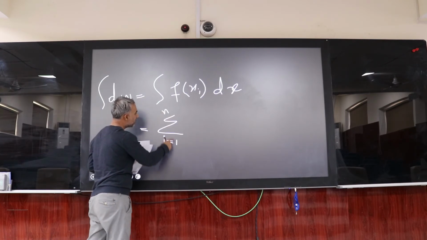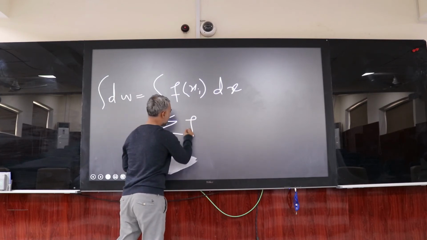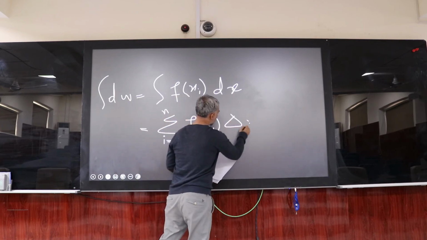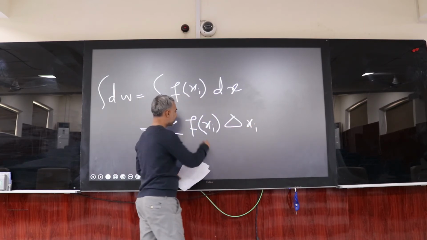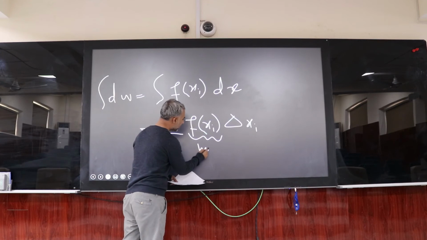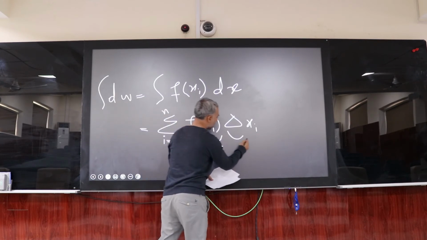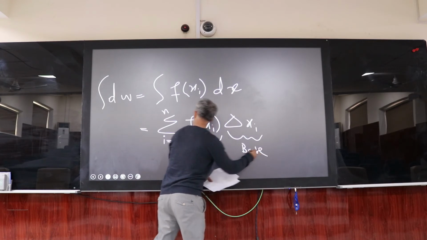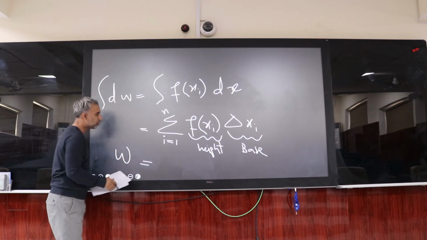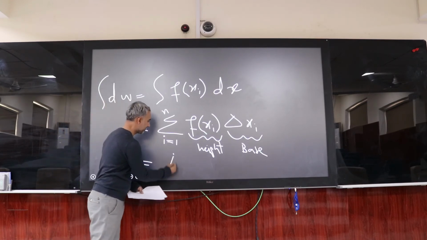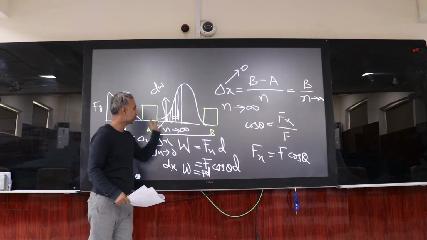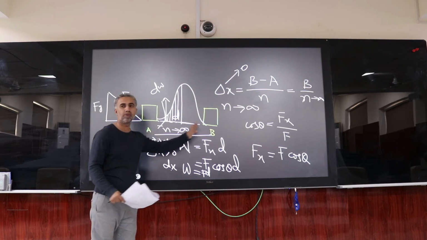started from 1 to n, where these are the force, or that is the change, and basically this one is the height, and this one is the base. By applying this amount of work, you will cover this amount of area by pushing block A to B.